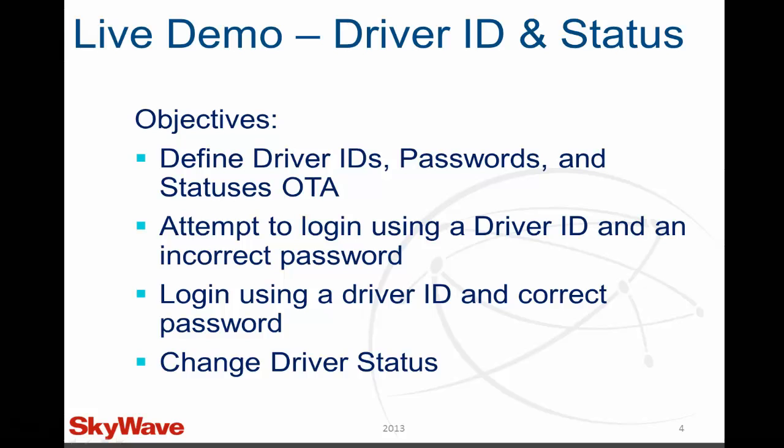In this demo, I will send a message over the air using a simulated gateway tool from a back-end application like SkyWave's Messenger tool to a Garmin device connected to an IDP terminal in order to define a number of driver identifications, passwords, and statuses. I will also attempt to log in once using a driver ID and an incorrect password, and another time using a correct password, and notice the corresponding over-the-air messages. I will also change the driver status and notice the generated corresponding message over the air.